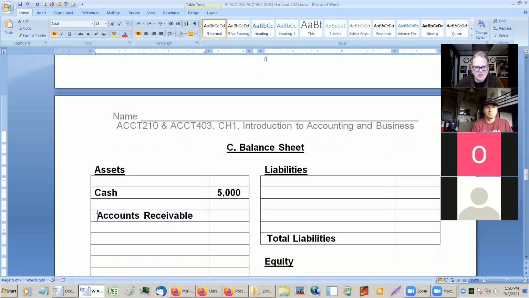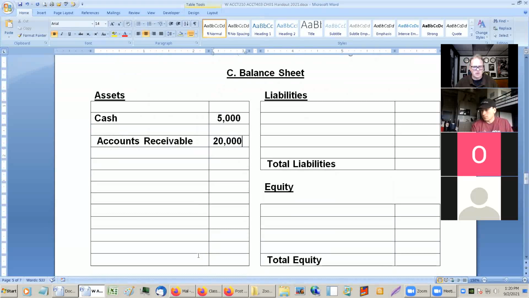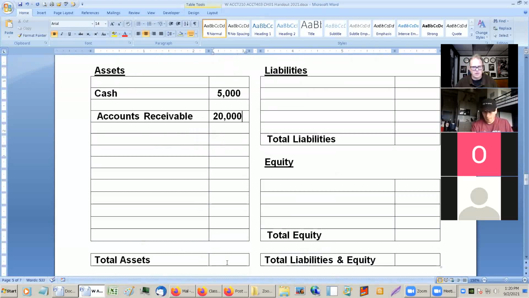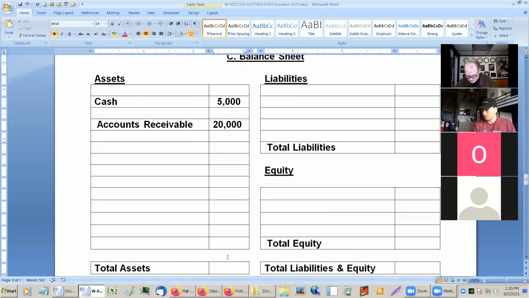Accounts payable and accounts receivable are very similar. Receivable means you're going to receive it, and payable means you have to pay it. So receivable is when somebody owes us, and a payable is when we owe somebody else. I think this was 20,000, wasn't it? And so total assets would be, I think that sounds good.